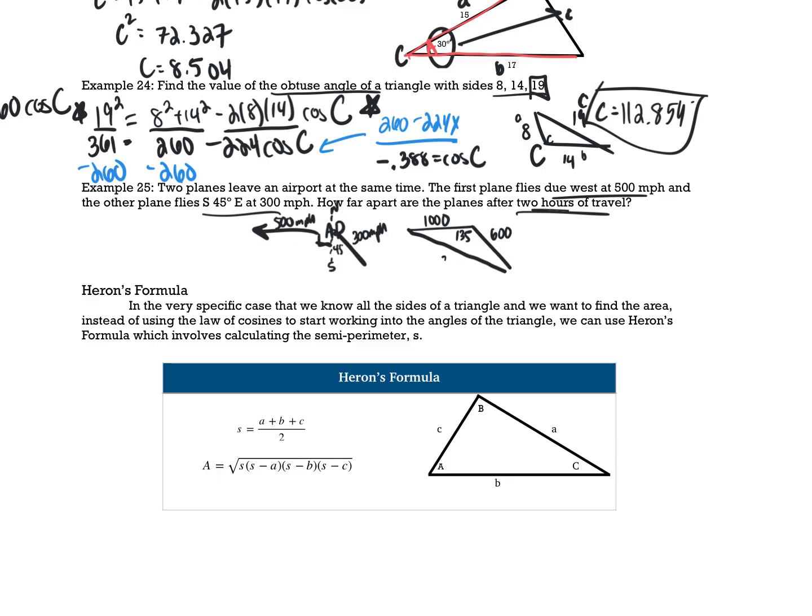I want to see how far apart directly they are. Since we have that angle C, I can use the law of cosines because once again, I have the side and the angle between them. Law of sines, unfortunately, I don't have a way to work through that. So I have to use the law of cosines. C squared equals 1,000 squared plus 600 squared minus 2 times 1,000 times 600 times the cosine of 135.